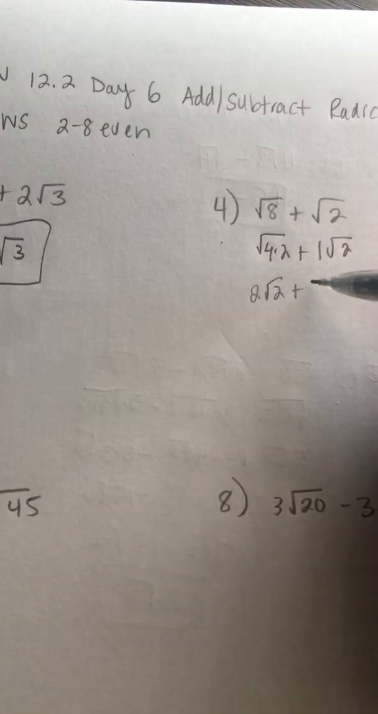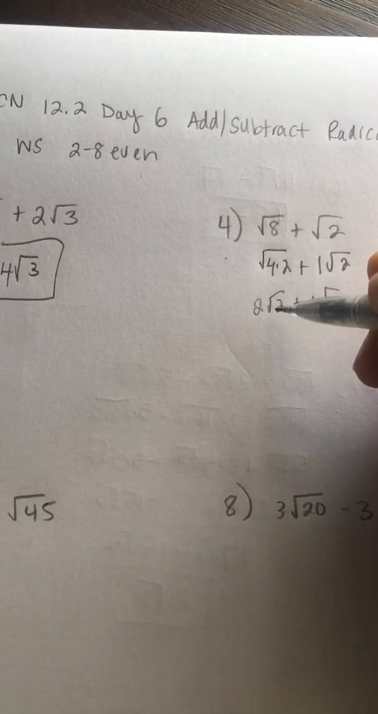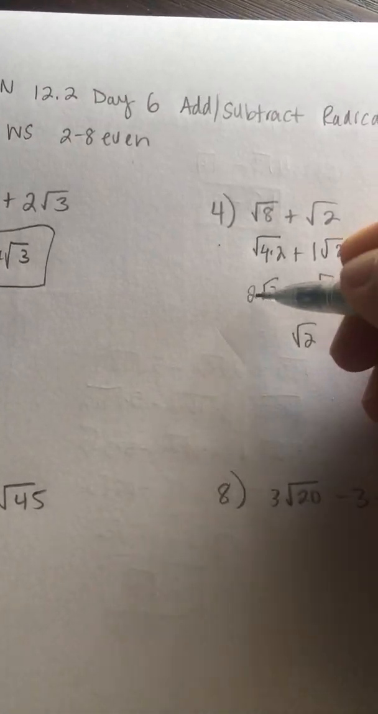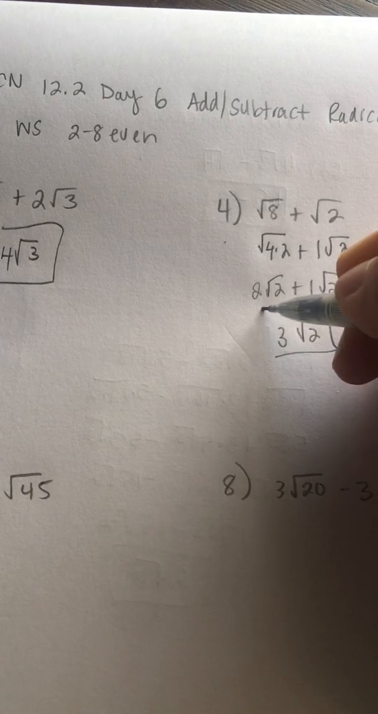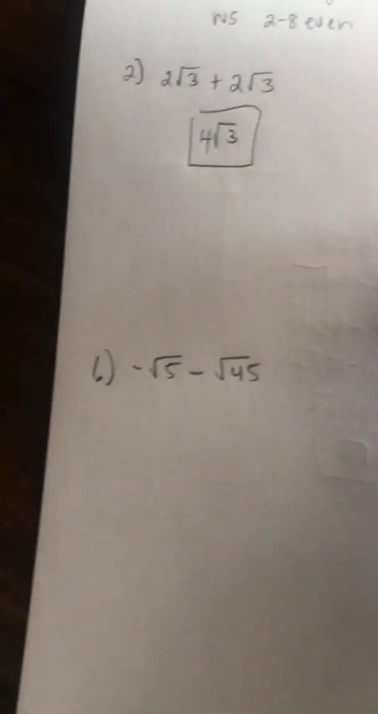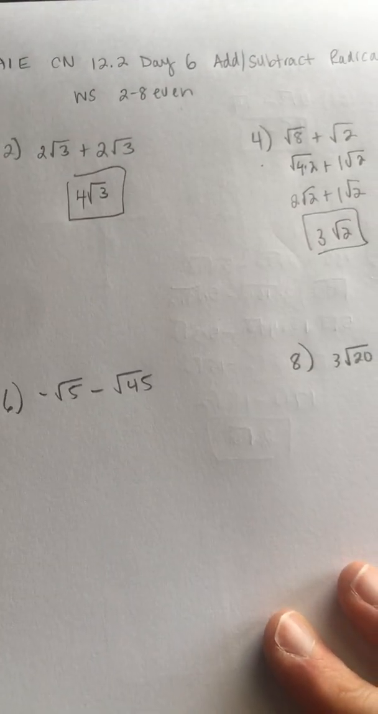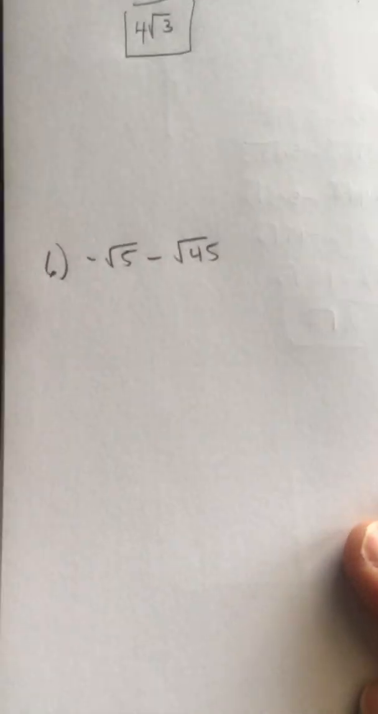So I'm getting 2 root 2 plus 1 root 2. Now they're like, they have that root 2 piece. We add the 2 and the 1 to get 3 root 2. That was number 4 if I said 2. 2, 4, moving on to 6.